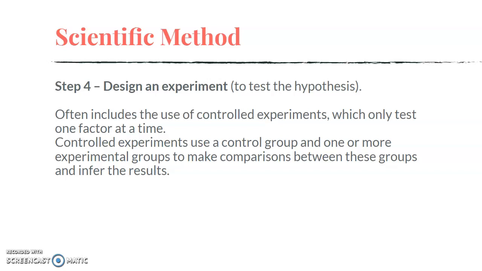Controlled experiments also use a control group and one or more experimental groups to make comparisons between these groups and infer the results. What this means is that in the same experiment, you would have different groups. For example, in one method, I would put my bread in the toaster but not turn it on. And I would take another toaster and turn it on for, let's say, 3 minutes, and see which one gives me the best results.